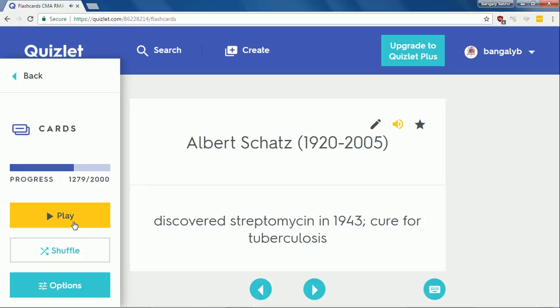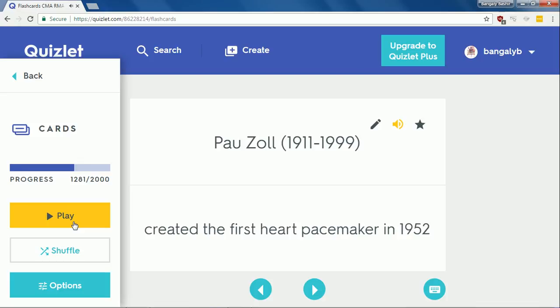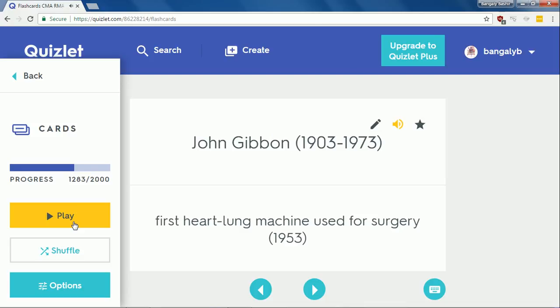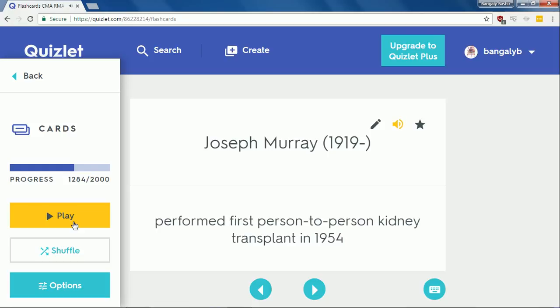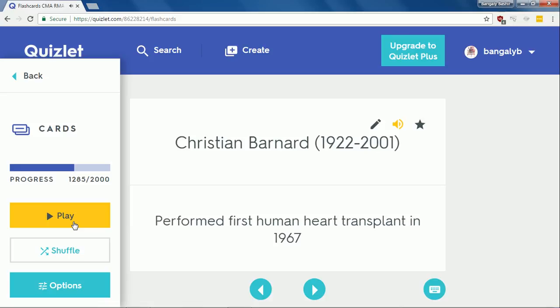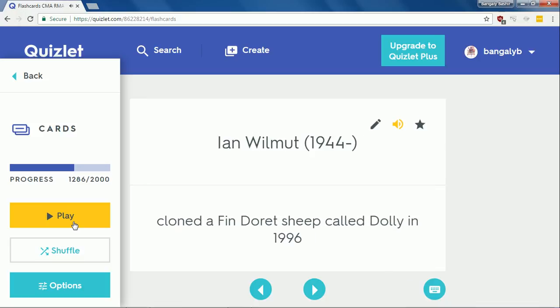Albert Schatz, discovered streptomycin in 1943, cure for tuberculosis. 1945, penicillin brought into production. Pasol, created the first heart pacemaker in 1952. C. Walton Lillehei, performed first successful open heart surgery in 1952. John Gibbon, first heart-lung machine used for surgery. Joseph Murray, performed first person-to-person kidney transplant in 1954. Christiaan Barnard, performed first human heart transplant in 1967. Ian Wilmut, cloned a Dorset sheep called Dolly in 1996.